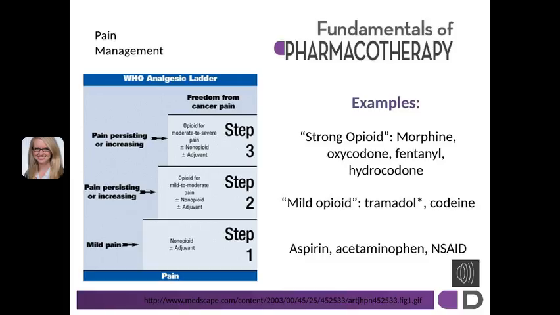Step 2 is for pain that did not respond completely to the first step, so you're going to start thinking about mild opioids like codeine or tramadol. Tramadol is a weak opioid that previously was not a controlled medication, but in the past few years has now transitioned to be classified as a controlled medication. Finally, step 3 is the stronger opioids, and that includes things like morphine, oxycodone, and fentanyl.